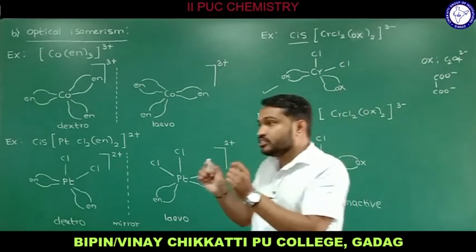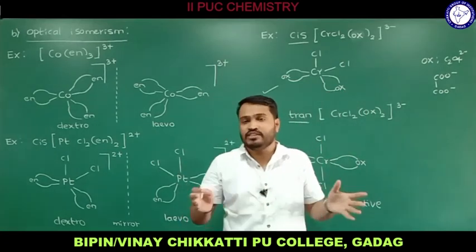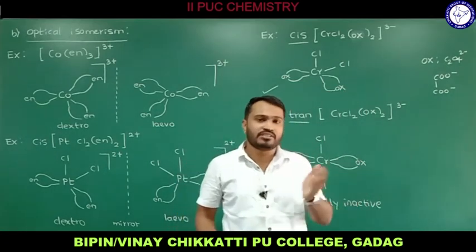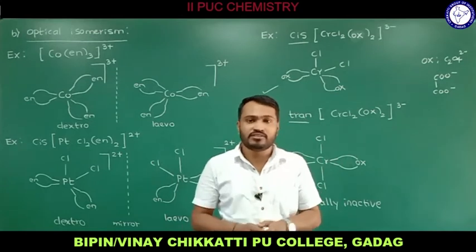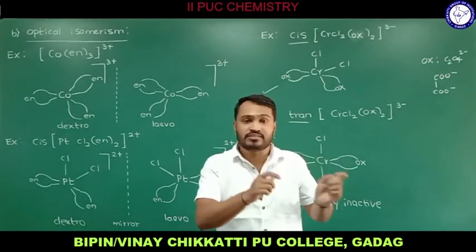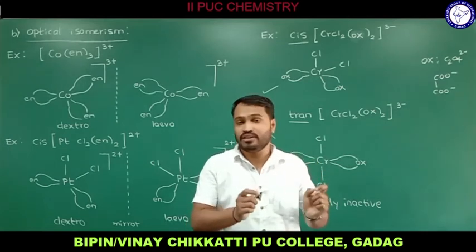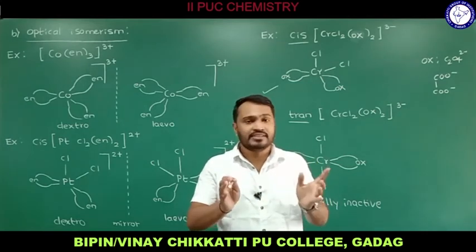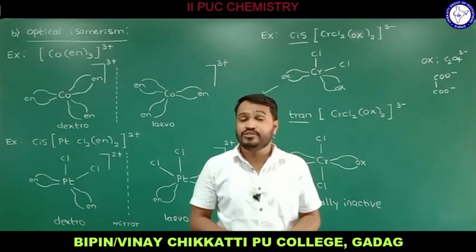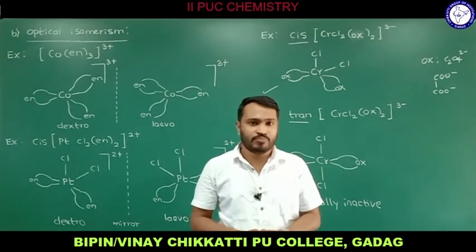So we have discussed two different types of stereoisomerism. One is geometrical isomerism and one more is optical isomerism. In geometrical isomerism, we consider cis and trans, whereas in optical isomerism we consider dextrorotatory and levorotatory. That is all about the concept of isomerism in coordination compounds.